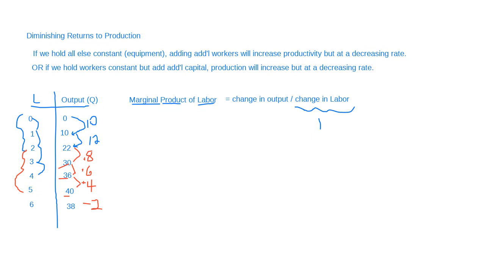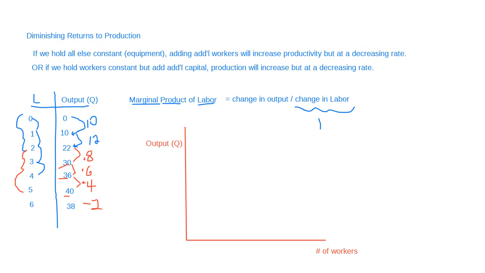Now, if you were to graph what a marginal product of labor looks like, let's see if I can do this. So here's my axes. It's a little bit different than normal. I'm going to put output, my quantity, on my vertical axis, and the number of workers on my horizontal axis.